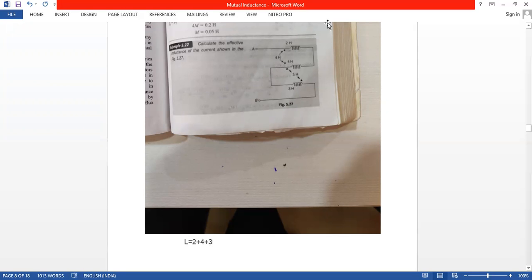Is it okay, all of you? Any problem? No need to write the formula. Forget about L1 plus L2 plus 2M or minus 2M, because we are having 3 coils, 3 inductors. 3 inductors means 3 self-inductors. 2 plus 4 plus 3. Is it okay, all of you?